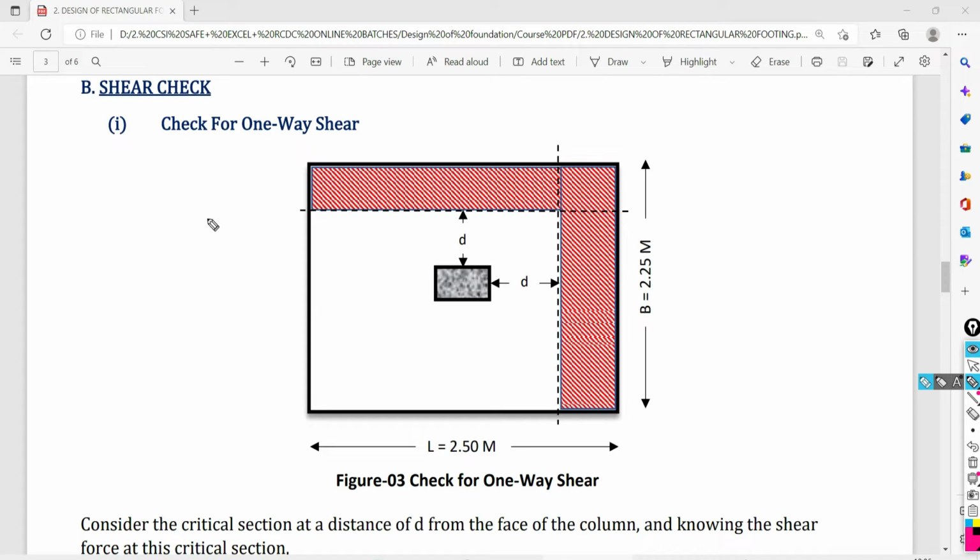So when you are going to look at the shear checks, there are two checks that are very important. What is the first one? Check for the one-way shear, and another check for the two-way shear. First of all, we are going to look at the check for the one-way shear.